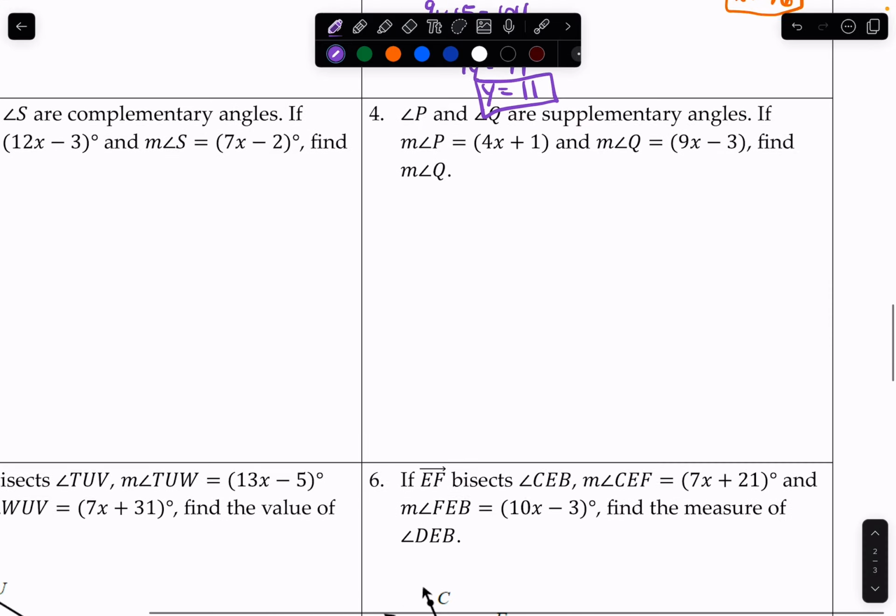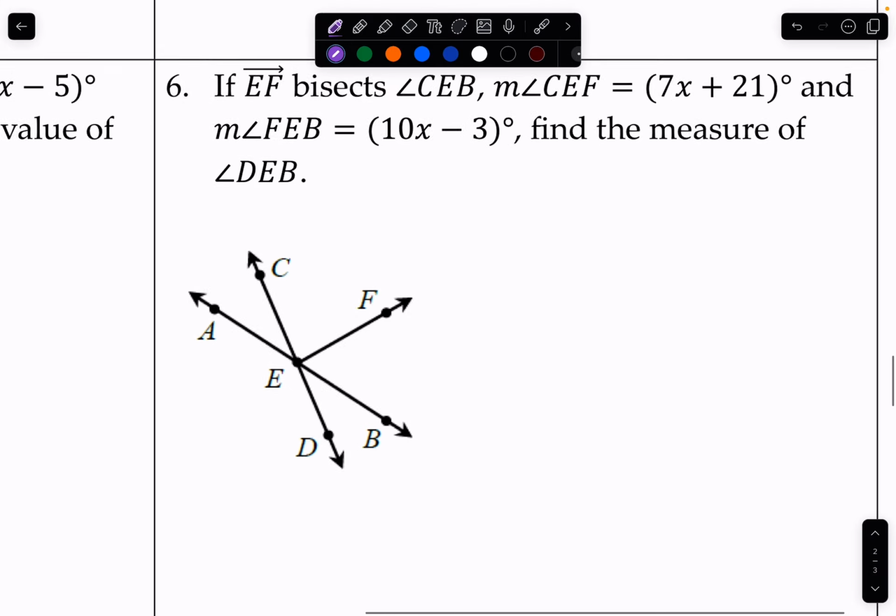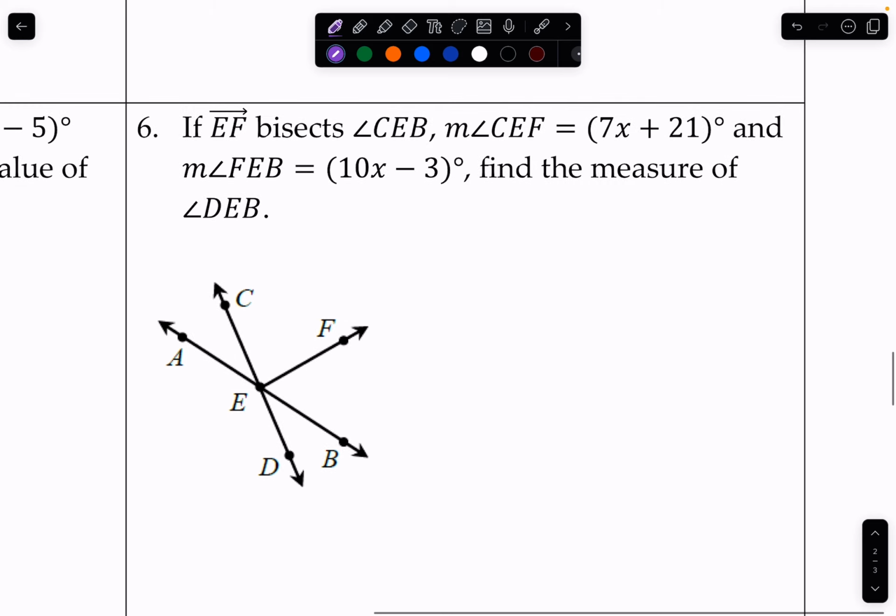So I'm going to skip ahead to problem number 6. Looks like there's a lot going on here, and we're going to work this one out. All right. If EF bisects CEB, let's look at that first. CEB is this big angle here, from C to E to B, and EF is bisecting it. So I'm actually going to take that information right now. Say, all right, these two angles are congruent to each other. That might mean something later.